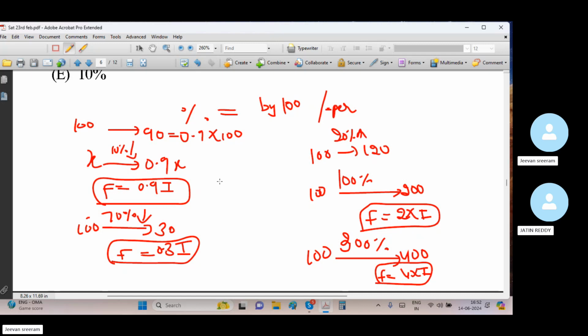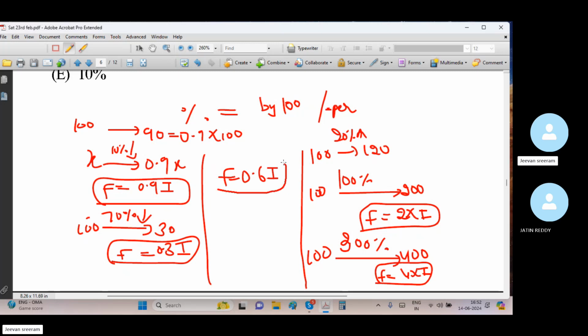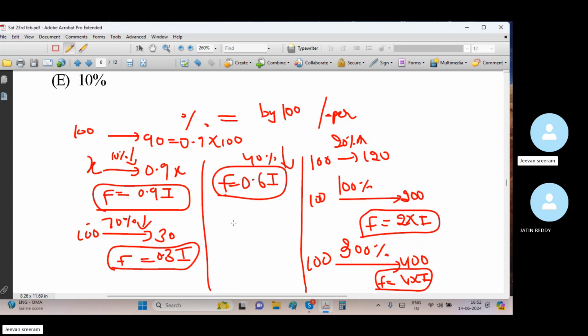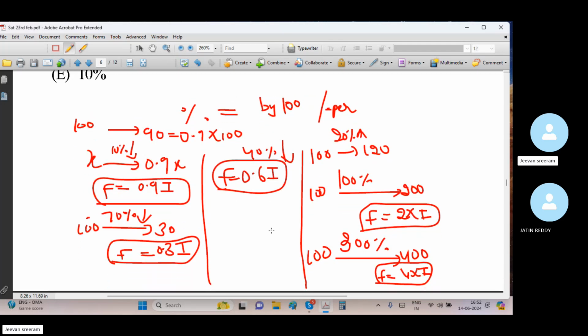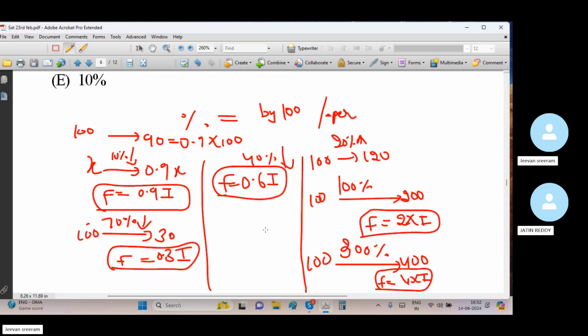Is it clear? If there is a 40% reduction, what are the final and initial values? The final value is going to be 0.6 times the initial value. If there is a 40% reduction on the initial value, the final value is going to be 0.6 times the initial value. Correct? If you don't remember these things, you can't handle the questions, buddy.